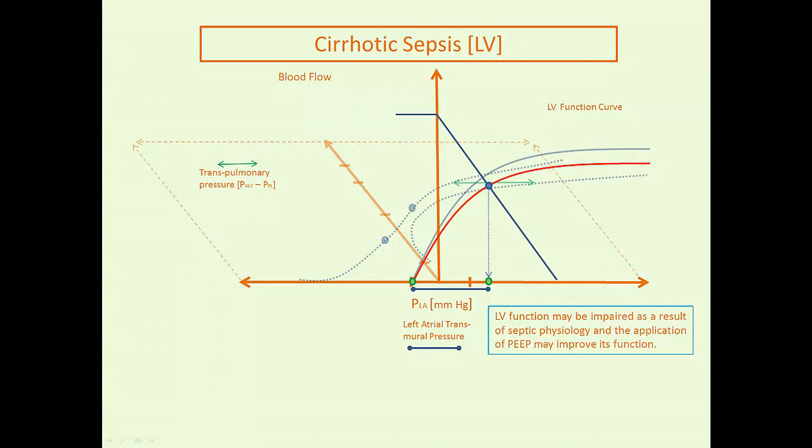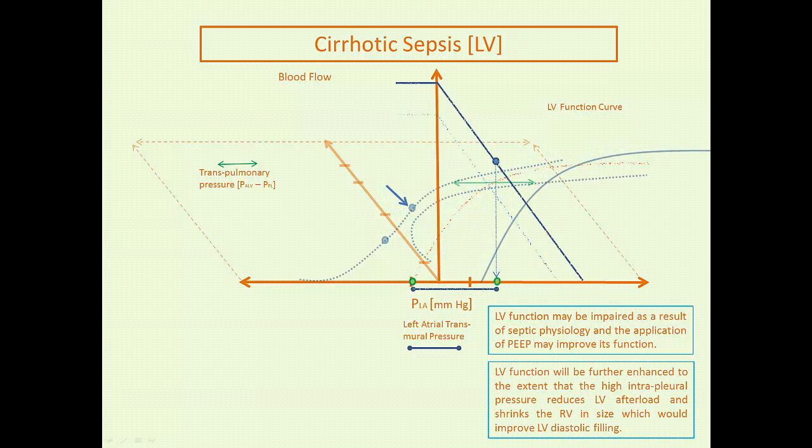So how does that affect the LV? Well, I've drawn the LV cardiac function curve down and to the right because of septic physiology. The application of PEEP may or may not improve its function. It depends on whether or not the RV is dilated or if it shrinks. So let's just run through the breath, right?